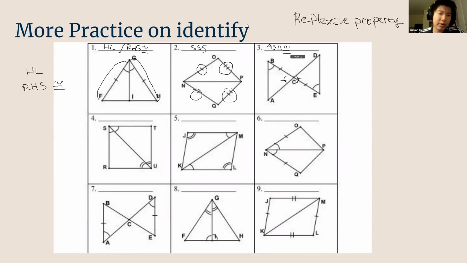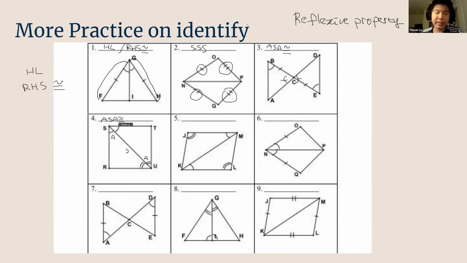Now, number 4, we see that these two triangles share a side through the reflexive property. So that's a side. They share an angle over here, and they share another angle over here. So this is related by the angle side angle congruency.